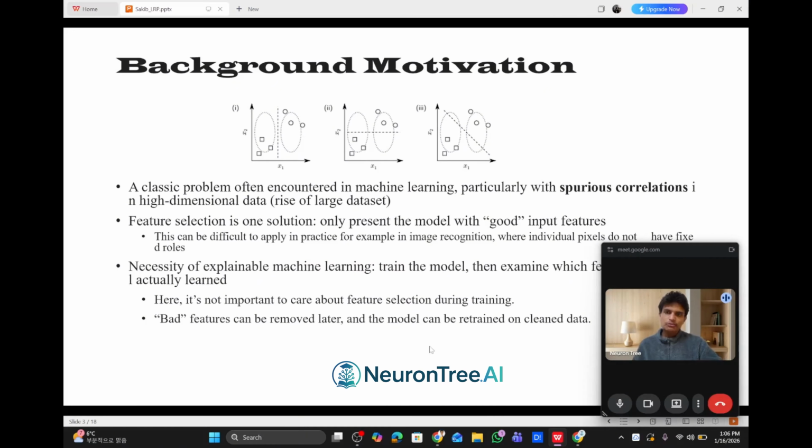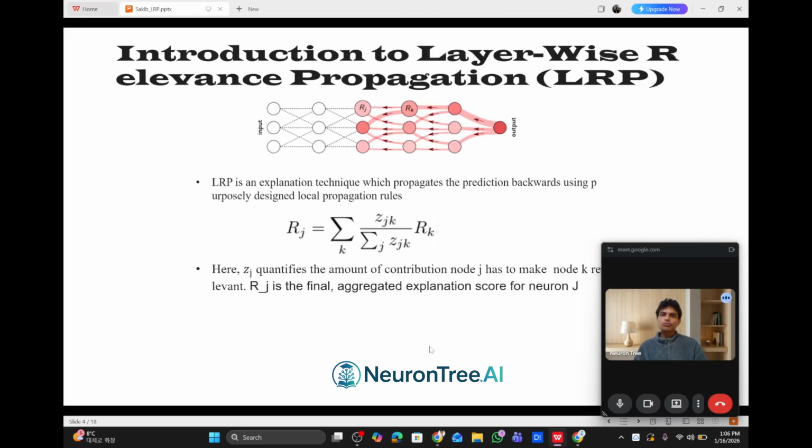So here comes the term explainable machine learning. Here we want to train the model and examine it later. We don't care about feature selection during training. We want to train the model first, then examine the model, we can remove the bad features later, and the model can be retrained on the clean data. This is the motivation of explainable machine learning.